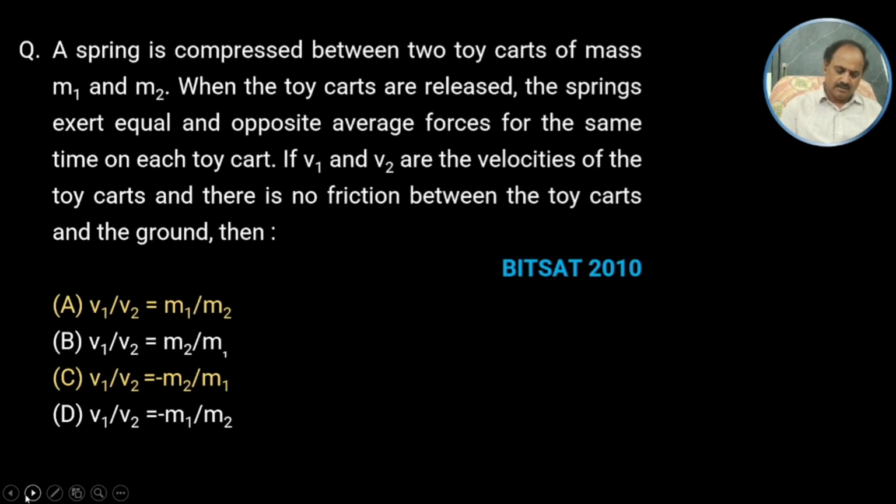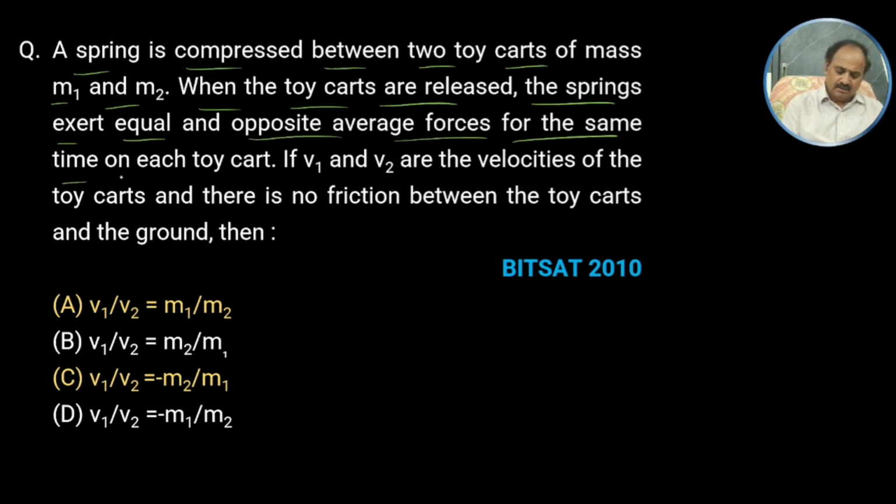Look at this problem. It is asking like this. A spring is compressed between two toy carts of masses m1 and m2. When the toy carts are released, the springs exert equal and opposite average forces for the same time on each toy cart. If V1 and V2 are the velocities of the toy carts and there is no friction between toy carts and the ground, then what is the relation between the velocity ratio and mass ratio?